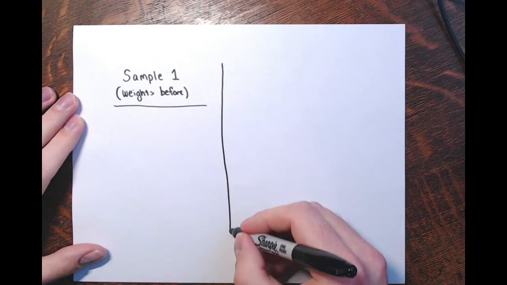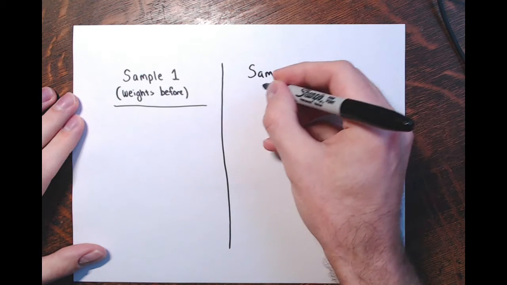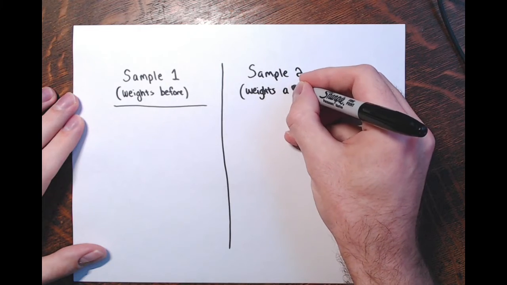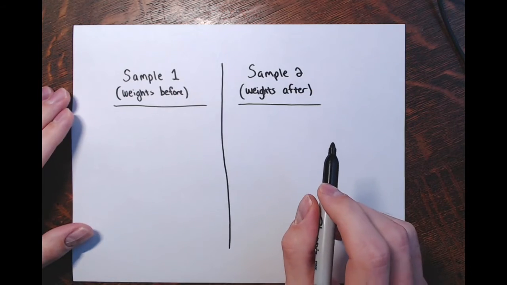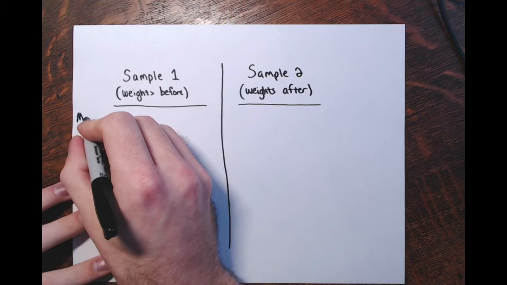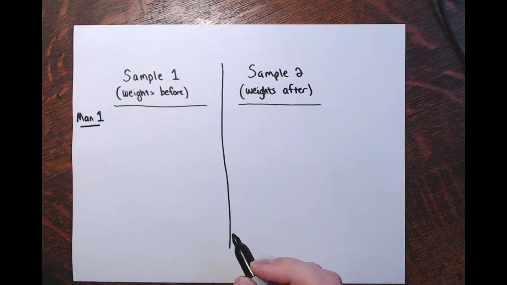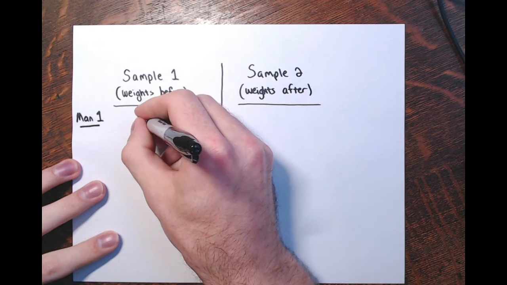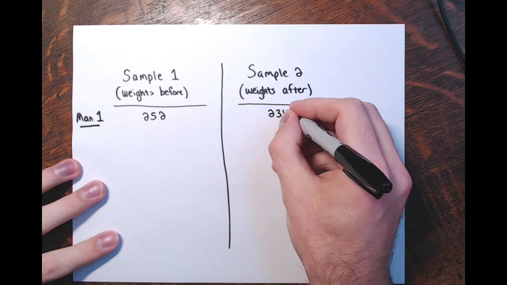And then sample 2 are the weights of these men after the 4-week trial with this supplement. So these are actually paired, right? Because each pair of data is going to be related to one person or one of these men. Man number 1, say, his weight before was 252 pounds and his weight after was 234 pounds or something.